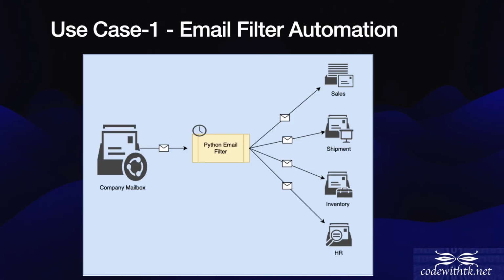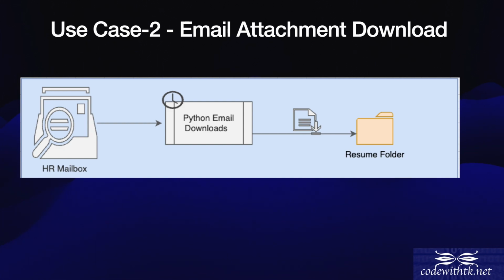Email filter automation. Imagine that you have a company. Let's assume that on this common mailbox, you are receiving emails for different categories of data. Let's say you have sales data, shipment data, inventory data, and HR data. In this use case, I'm going to create a Python script which will read all the emails, filter them based on the criteria that you define, and then send them to all the different departments.